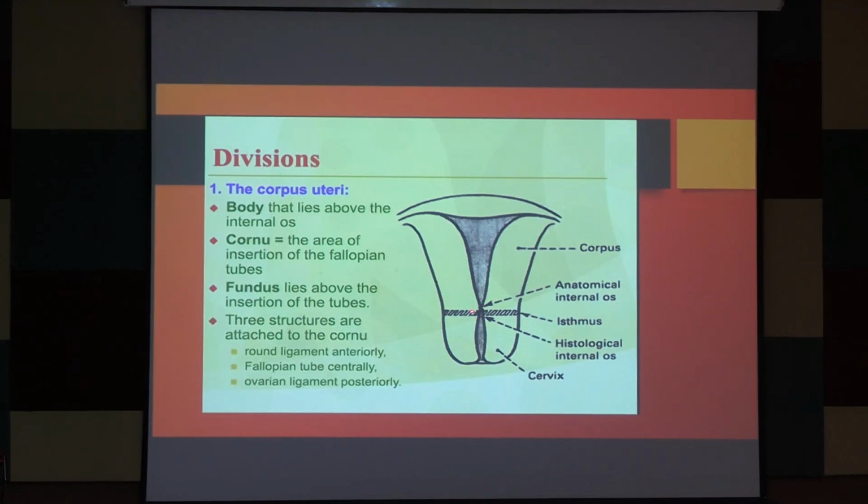So the histological internal os. This is the endometrium, gradually coming down and merging with the endocervix. It crosses the anatomical internal os. So the histological internal os lies below the anatomical internal os. That is the thing to know. Otherwise, the histological internal os is not that important.